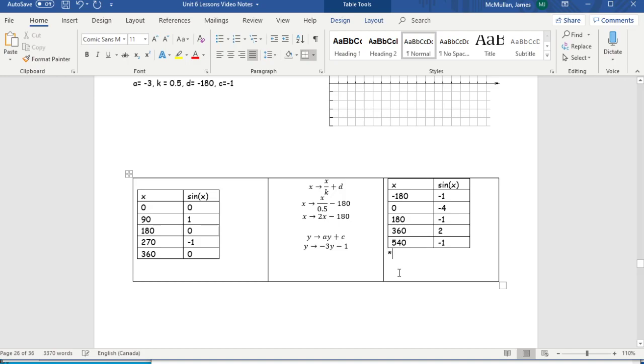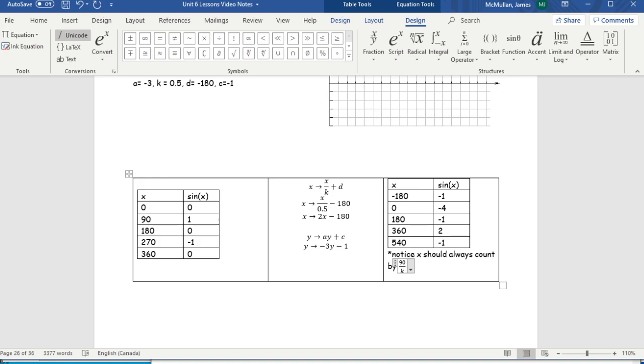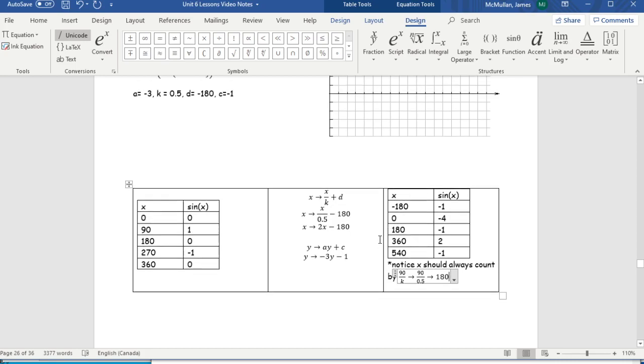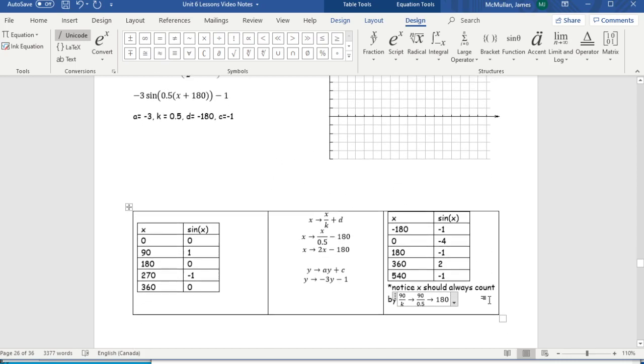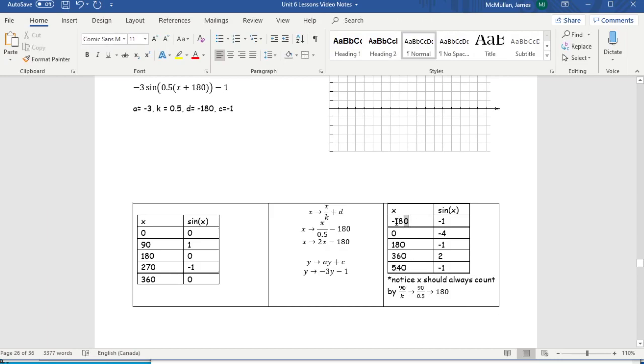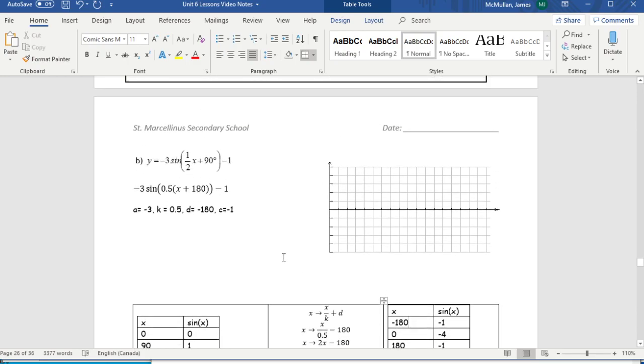Now notice x should always count up 90 over k, right? So in this case, 90 over 0.5, which is 180. So you notice x counts up by 180, and that's another way that you can do this. Now, a problem with this graph you should notice right off the bat is that the first point we need is -180, and we don't have a negative side to the axis.